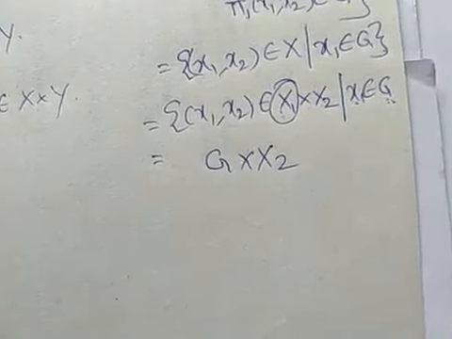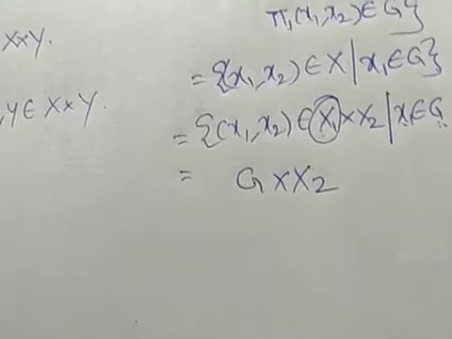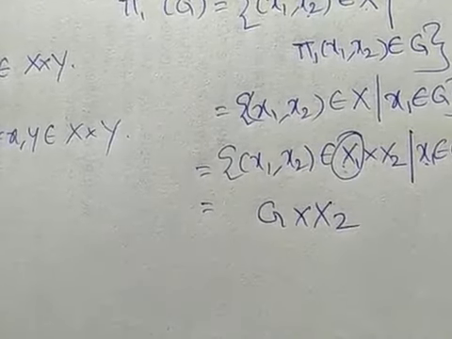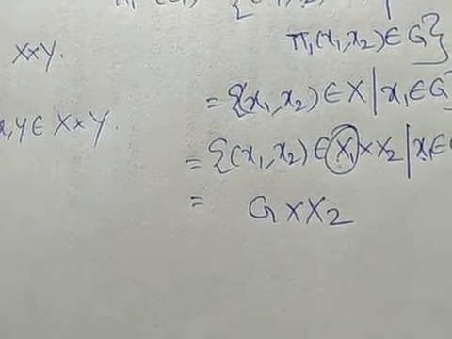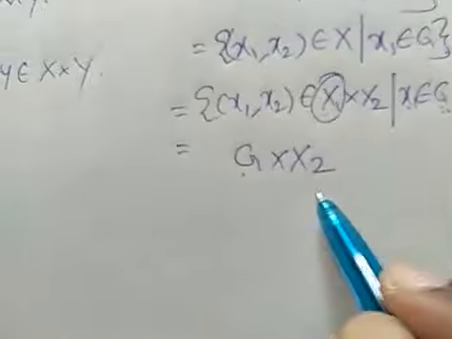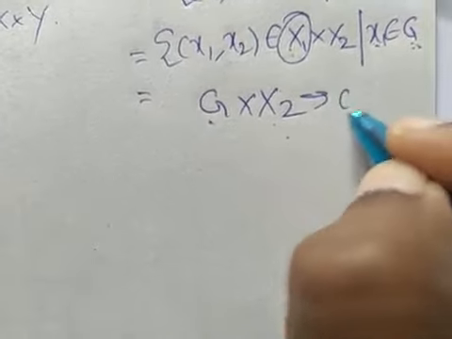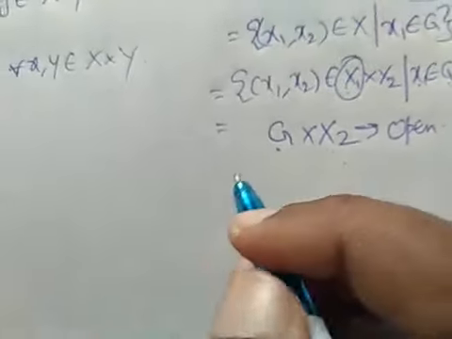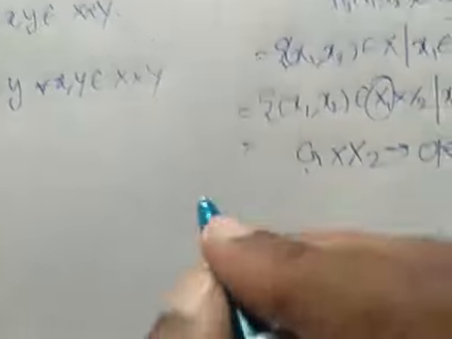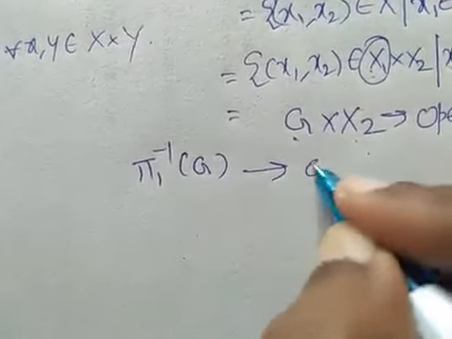Since G is open in X1 and X2 is open in X2 itself, because every space is both open and closed in itself. Here this is our complete set X2. X2 is both open and closed. G is open in X1, X2 is an open set. Therefore G cross X2 is open in X. Therefore phi 1 inverse of G is also open in X.